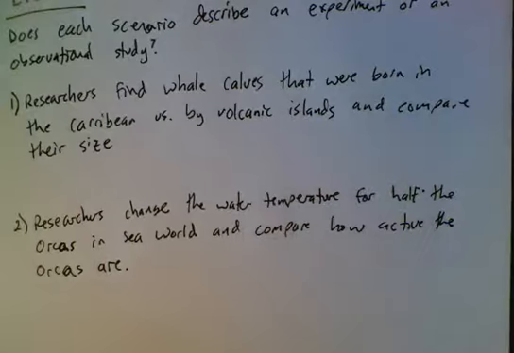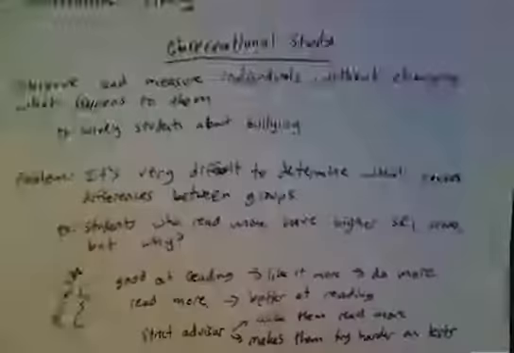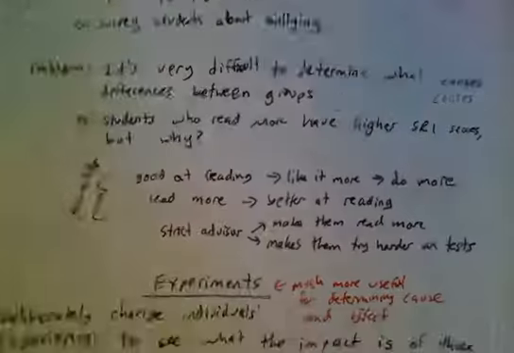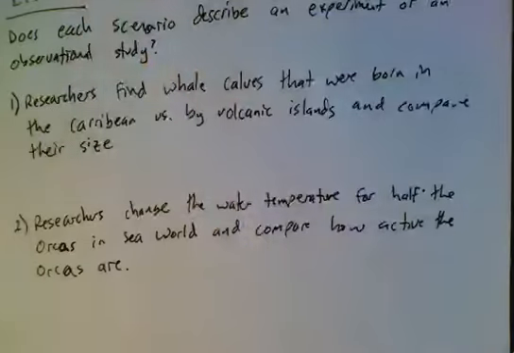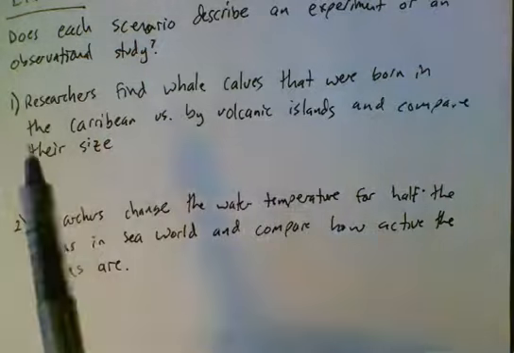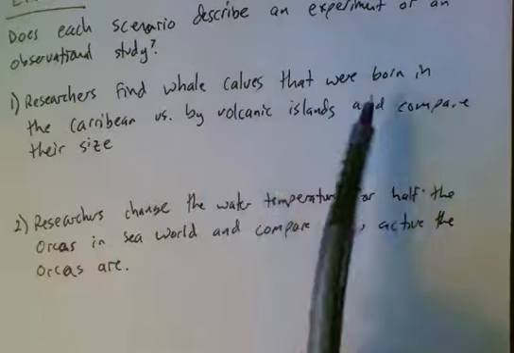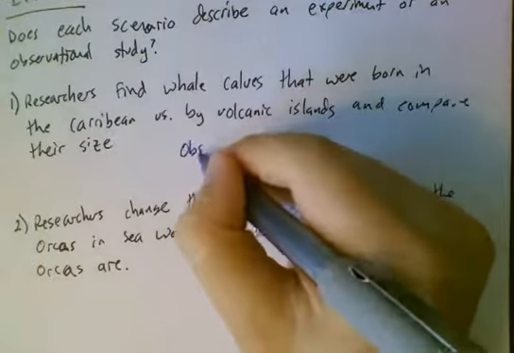So what we want to figure out is, are each of these an experiment or an observational study? And remember, the difference is that for an observational study, we're just observing and measuring individuals without changing what happens to them. Whereas in an experiment, we're deliberately changing the experiences of the participants. So here, researchers just find the whale calves that were born, and they just measure them and compare them. They don't do anything to change the animals' experiences. So this would be an observational study.